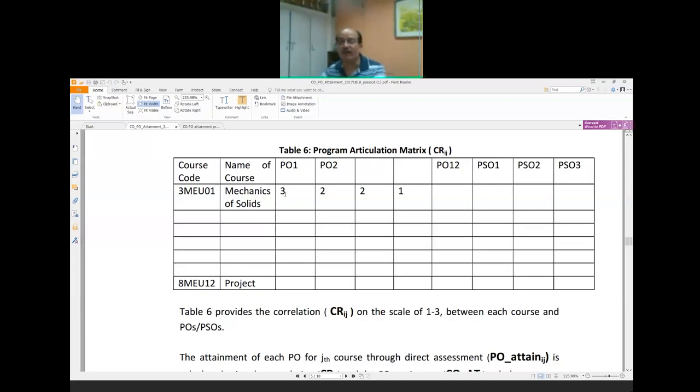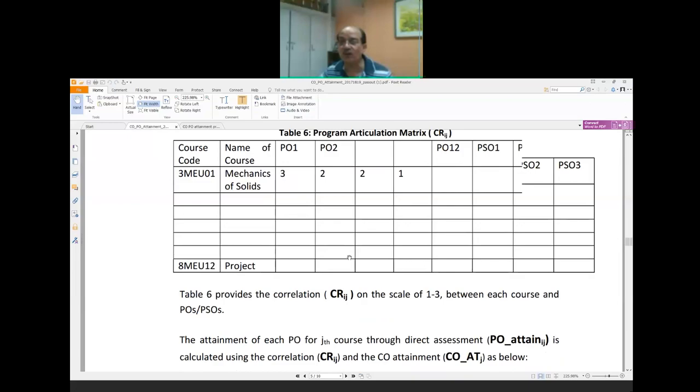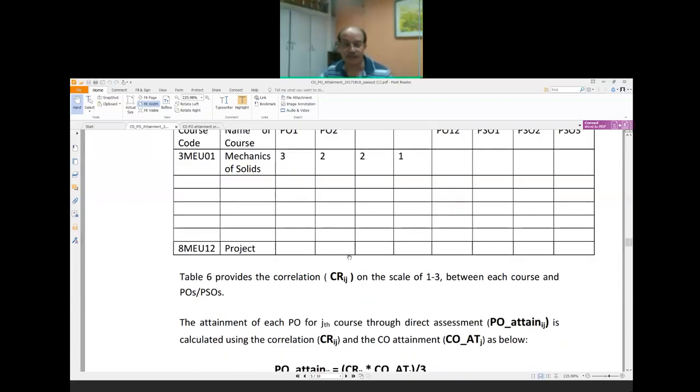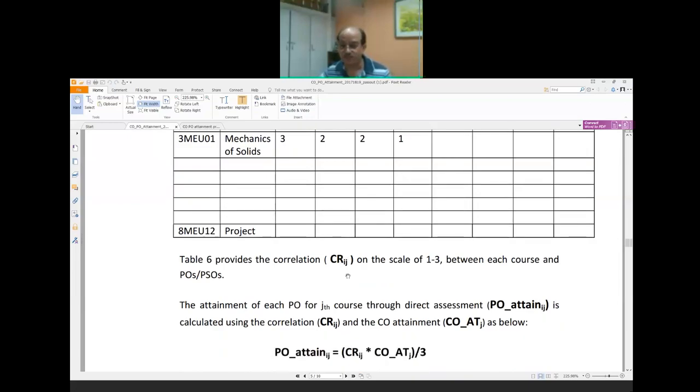All this PO1, PO2, up to PO12 has to be defined. What are the linkages, the correlation of my PO with my course? If, let's say, PO12 has a zero correlation, that means mechanics of solids doesn't correlate to my PO12 here.